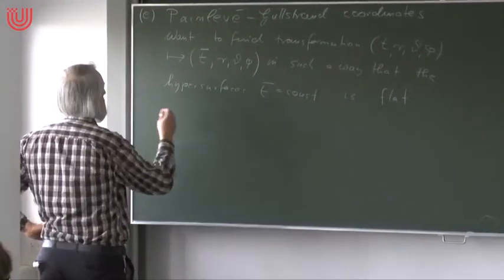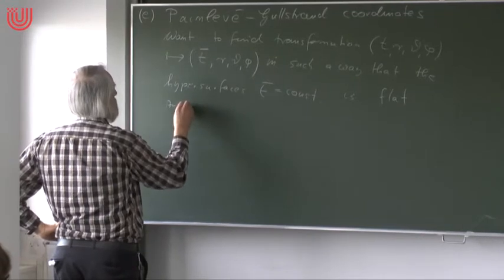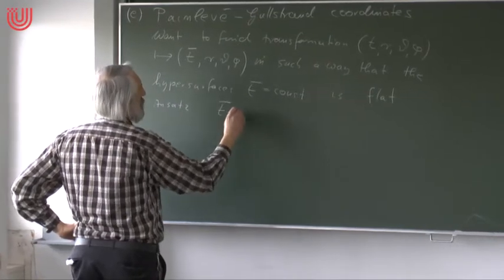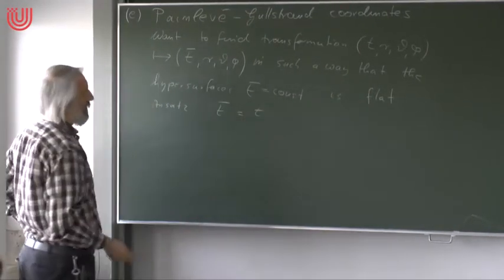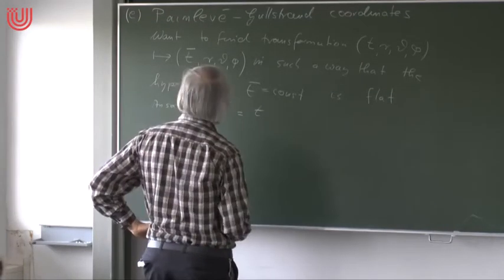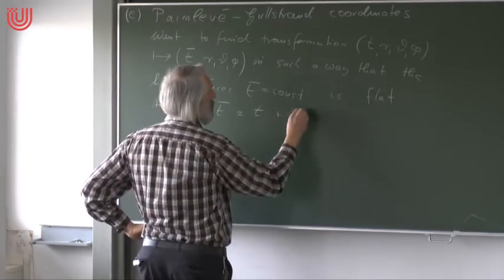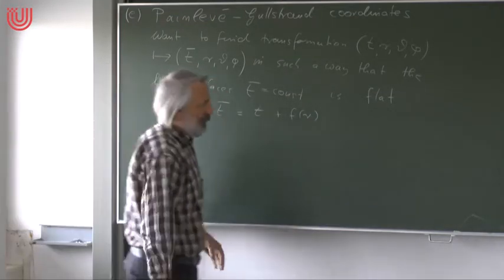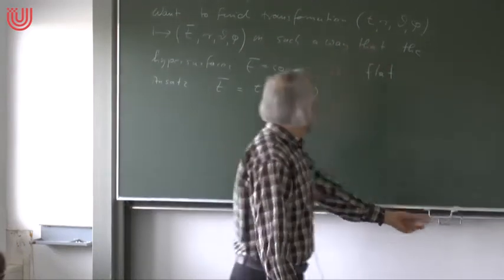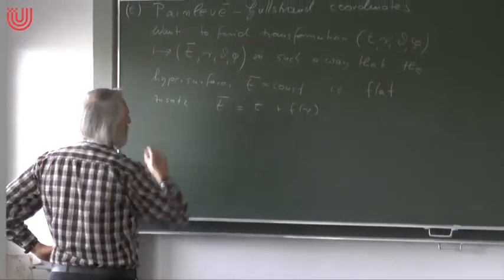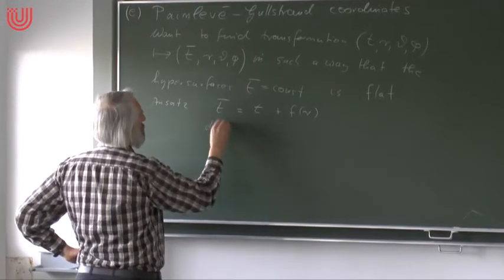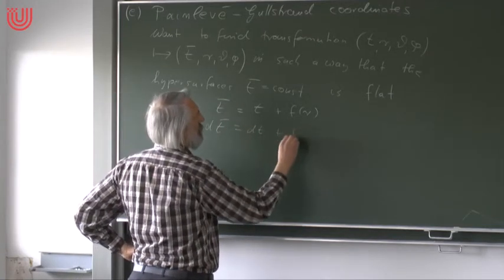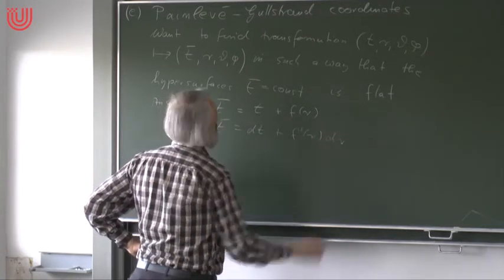So the ansatz for the transformation: I only transform the time coordinate, and I try it in the following form. Let's just see if it works. I want to try it in the form that T bar is just t plus a function of r alone. That's my ansatz. Let's try if this works. If it would not work, we would have to try something else, but it does work. So then we have to insert this into our metric. First of all, we also need, of course, differentials. So dT bar is then dt plus f prime of r dr.